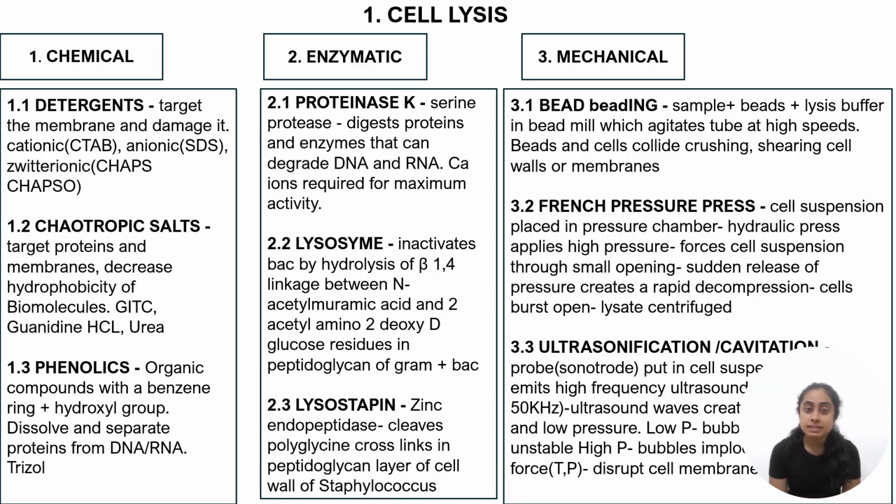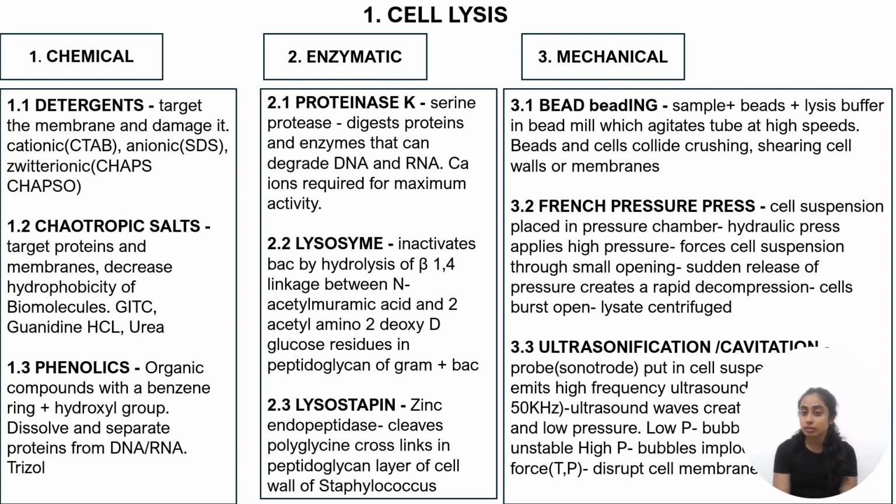So the first step is cell lysis. There are three different methods to do this. One, chemical. Here you use detergents, chaotropic salts, or phenolics. All three work in a similar way where they target and damage the cell membrane and proteins. I've given examples for each.